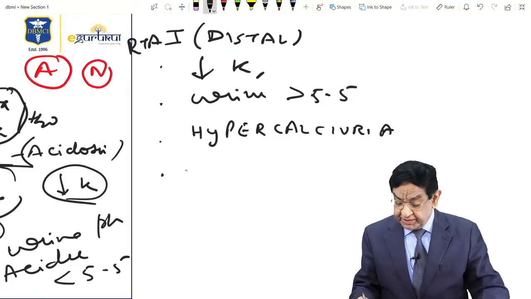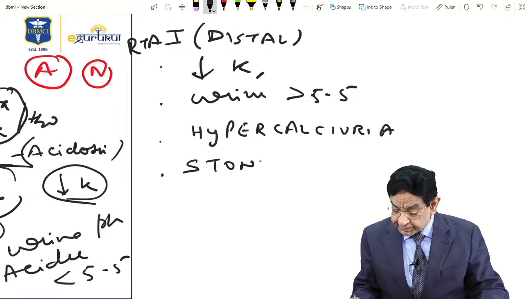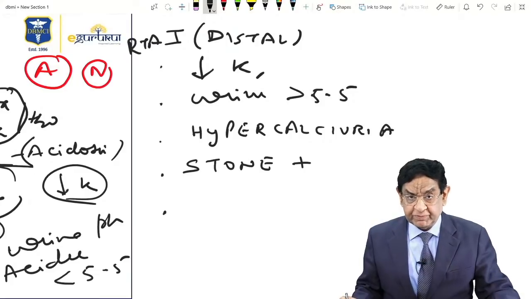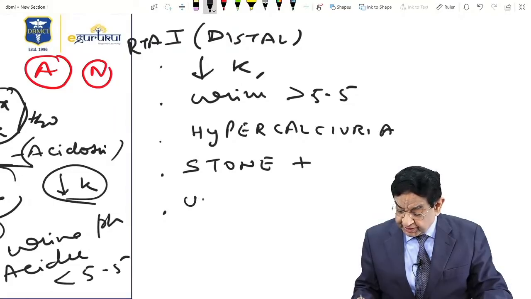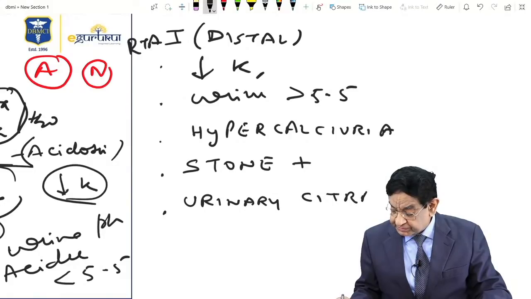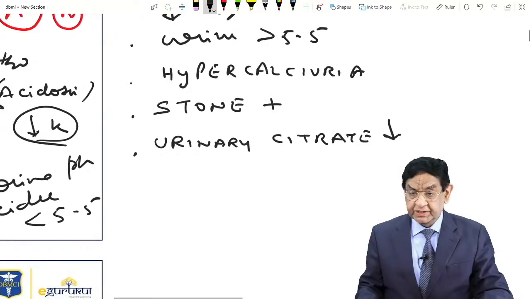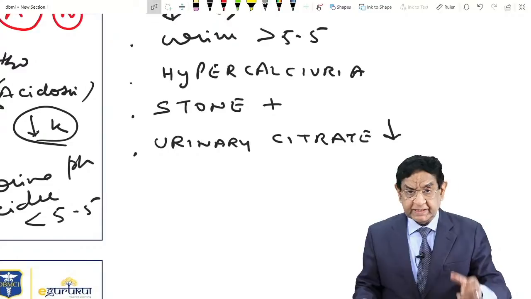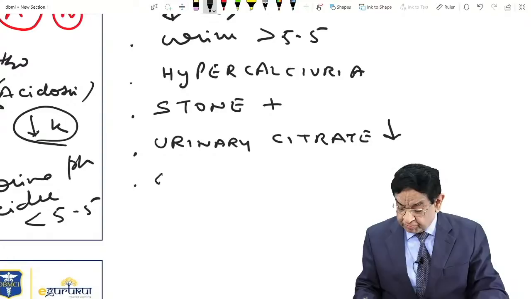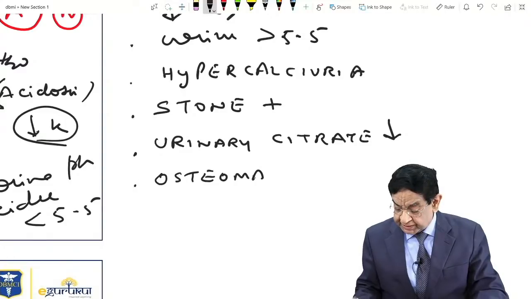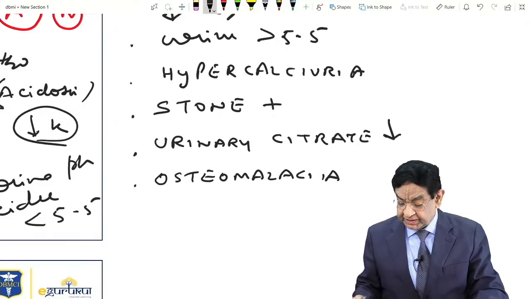But here, renal stone formation is a feature. Renal stone formation is a feature. Remember, in the previous one, in type 2, renal stone formation was not there. The reason being here, urinary citrate level is reduced. Low urinary citrate level. So citrate level is reduced, and that precipitates stone, and osteomalacia occurs here also. Osteomalacia occurs in this condition also.